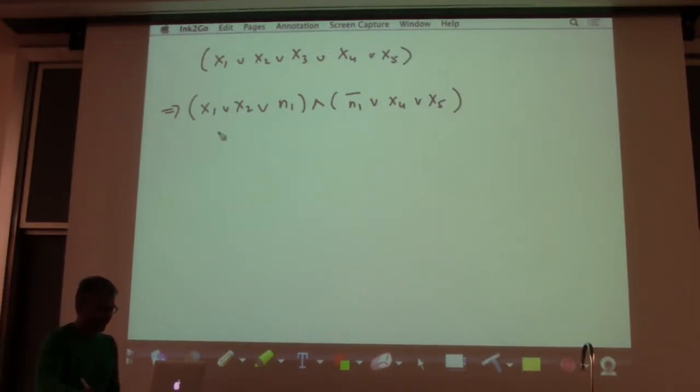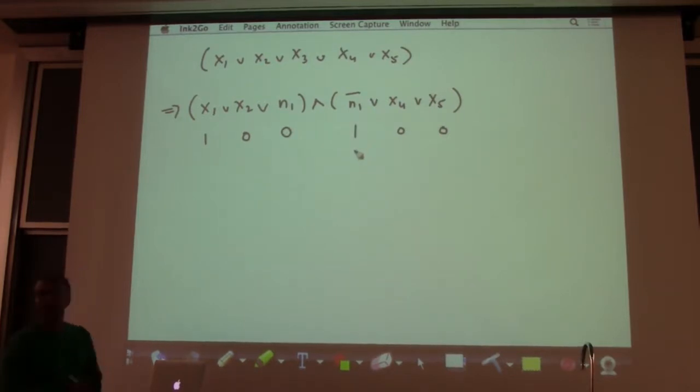Suppose I want to make this true, so this is 1, this is going to be 0, this is going to be 0, this is going to be 0. My original clause is true, but this is not. But since this clause is true already, I don't care what this value is, I can make it a 0. Which automatically makes this a 1. And now this is true.